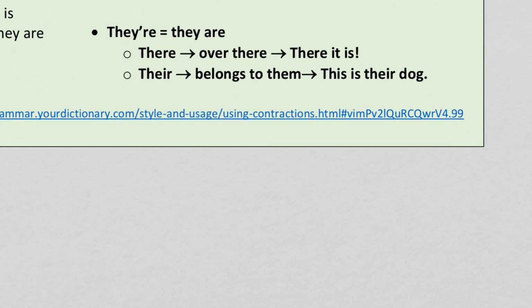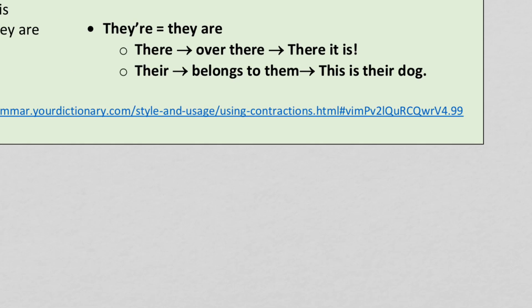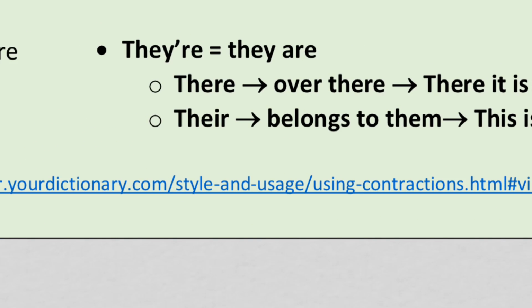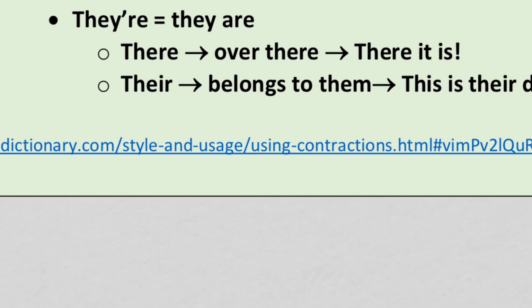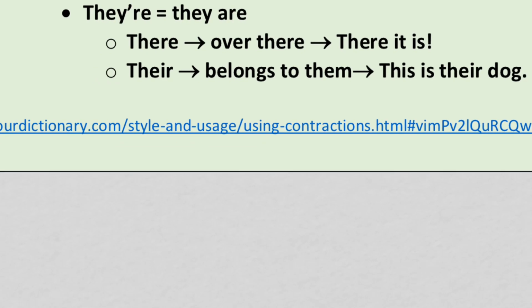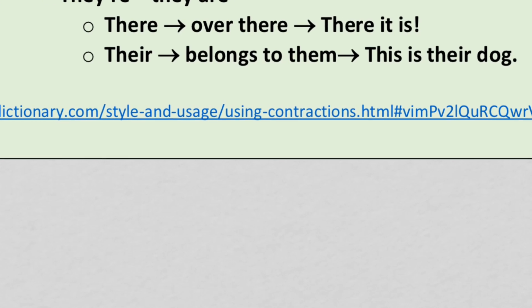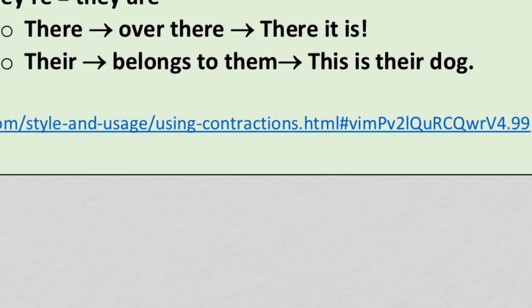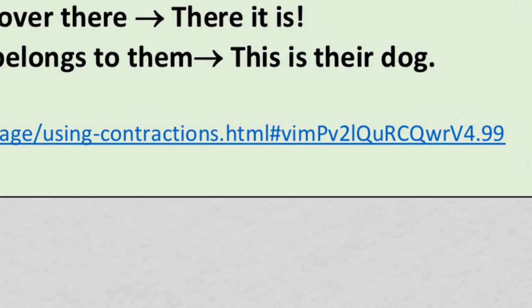All right, last little note here. There, and there. The first one on top there, T-H-E-Y apostrophe R-E, is a contraction. They are. Whereas there, T-H-E-R-E, means over there. So something like, there it is. There, T-H-E-I-R, belongs to them, if something belongs to somebody. This is their dog.